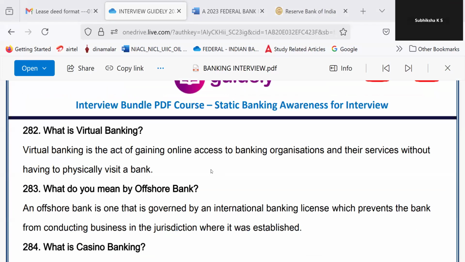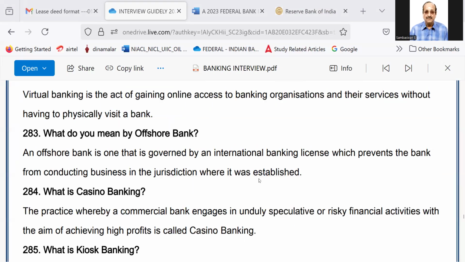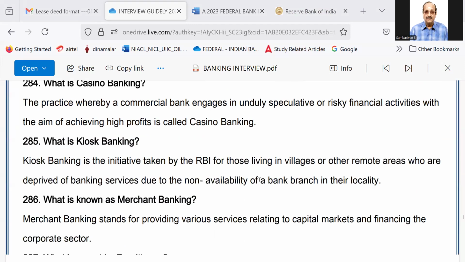282. What is virtual banking? Virtual banking is the act of gaining online access to banking organizations and their services without having to physically visit a bank. Continue. 283. What do you mean by offshore bank? An offshore bank is one that is governed by an international banking license which prevents the bank from conducting business in the jurisdiction where it was established. Continue.